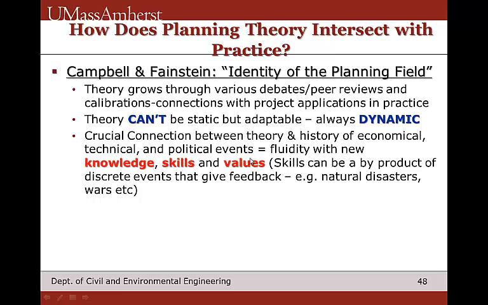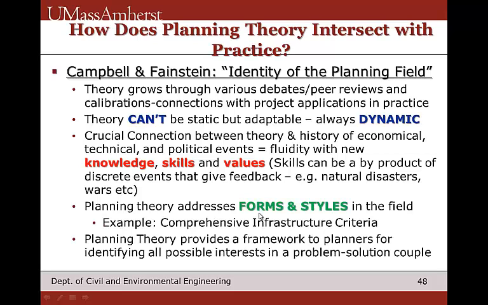So there's a crucial connection between theory and history of economical, technical, and political events. And it equals fluidity with new knowledge, skills, and values, right? So these skills can be byproducts of discrete events that give feedback, right? Like natural disasters or wars, right? And so oftentimes you hear the federal government and the Federal Emergency Management Agency doing reviews on, say, the responses to hurricanes or wildfires, and you develop new knowledge, skills, and values through the way in which you interact and respond to things using different theories or different methods or methodologies for making a difference. And that is how theories come full circle, if you will, in how they develop and redevelop.